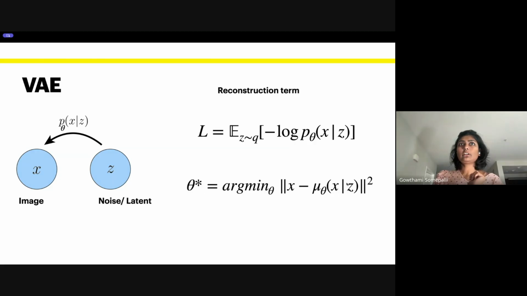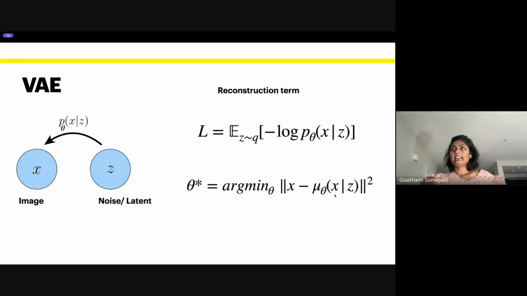So essentially we can do the optimization, where we are learning the weights, by minimizing this objective function instead of this whole thing: just try to minimize the L2 distance between x and mu theta of x given z.